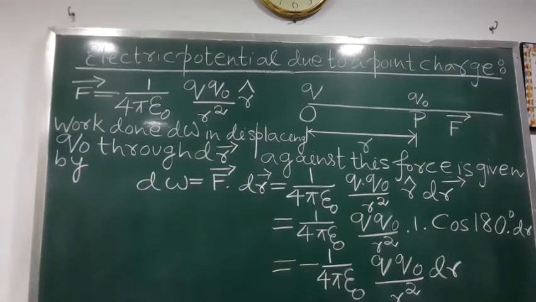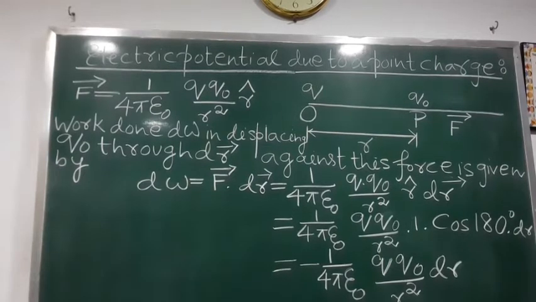Today I am going to show you the derivation of electric potential due to a point charge. You can see from the diagram a charge Q has been placed at O, and we are going to determine the electric potential at point P due to the charge Q placed at O.